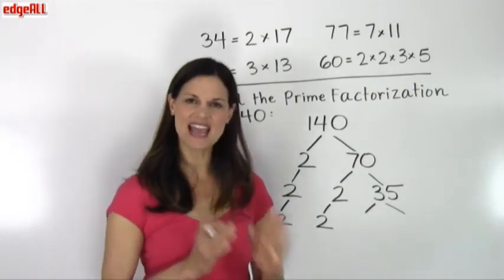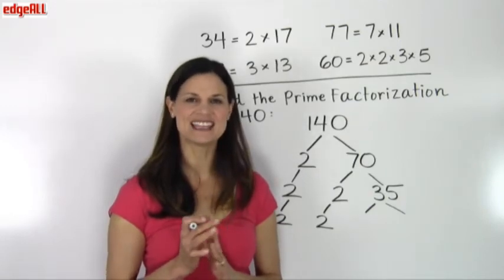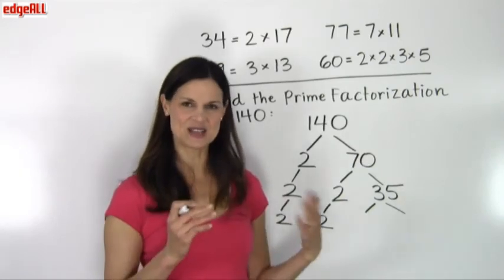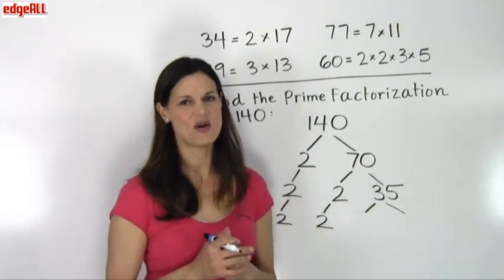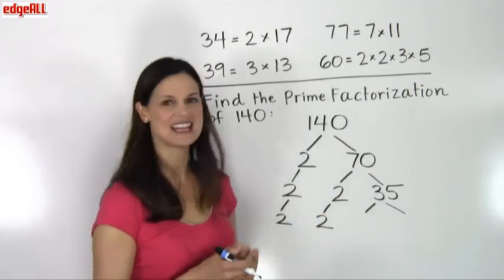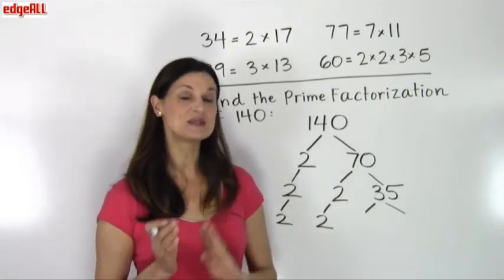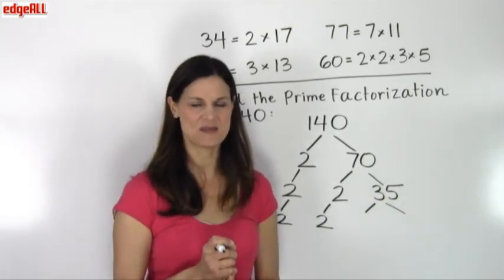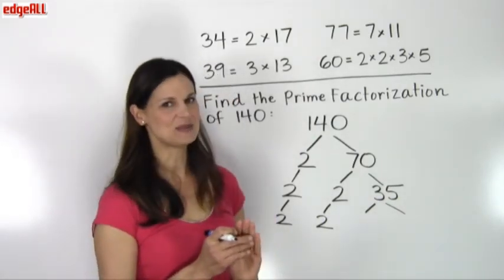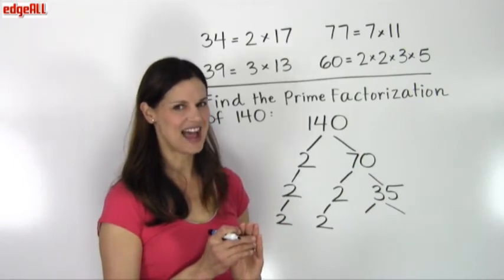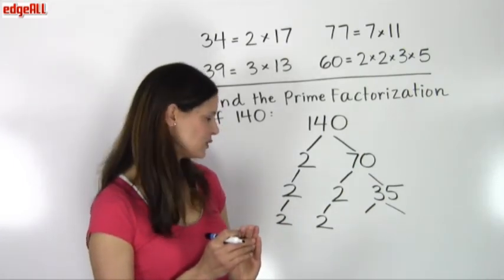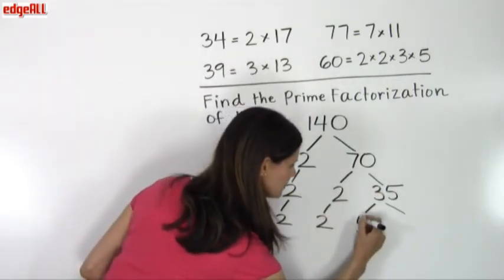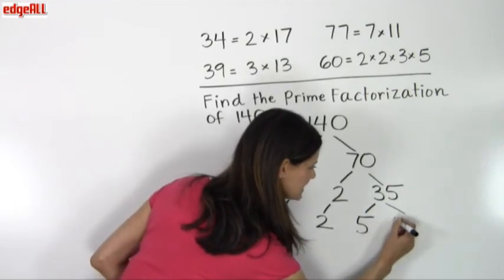So then I move to my next prime number, which is 3. The next smallest prime number is 3. And I ask myself, is 35 divisible by 3? No, 3 does not divide evenly into 35. So I go to my next prime number, working my way up. My next prime number is the number 5. Is 35 divisible by 5? Yes. 5 times 7 equals 35. So I can break this 35 down into 5 times 7.